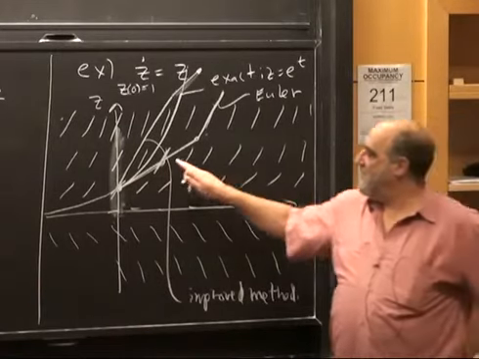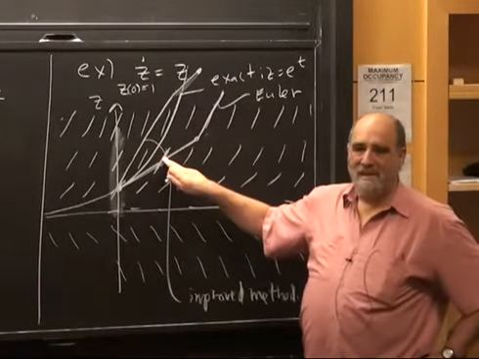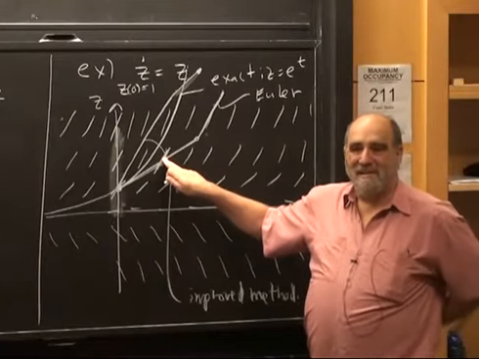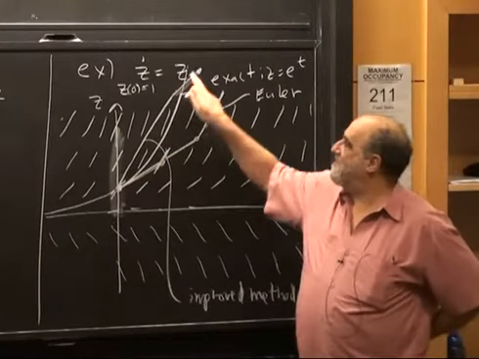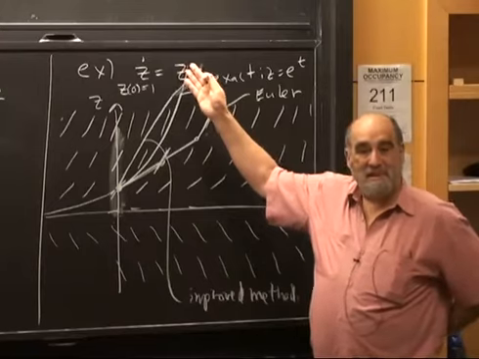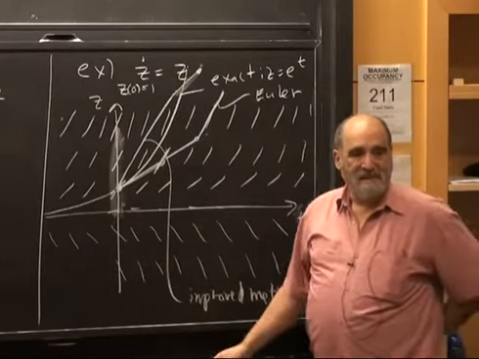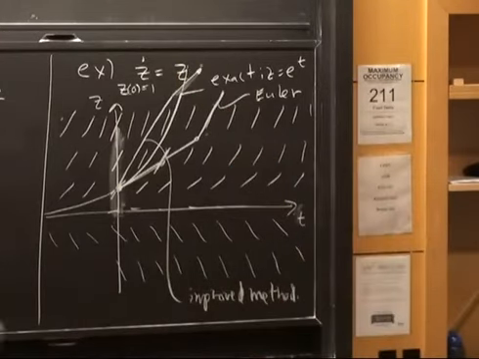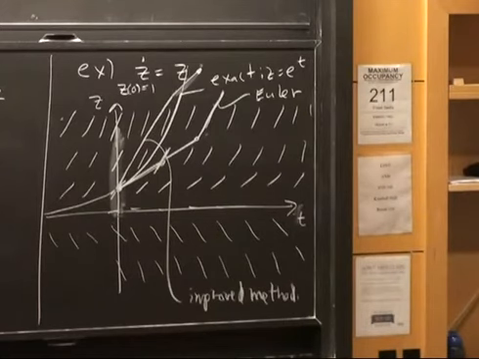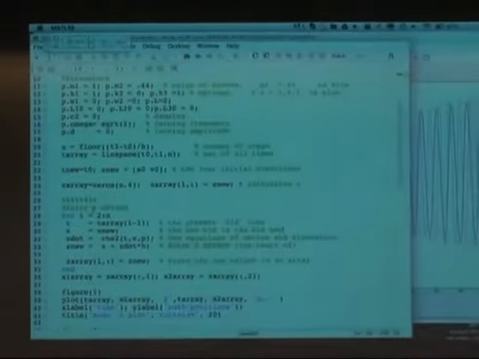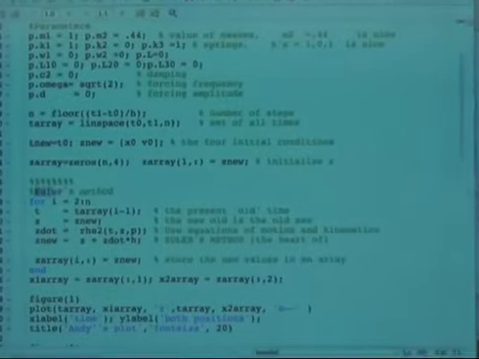Is that clear what the method is? I'm going to take a half step. I'm going to measure z dot here. I'm going to use that z dot to take a whole step, and I'll end up much closer to the exact solution. So I'm going to use that idea now for these coupled oscillator equations, and I could use it for any equations I want. So now I'm not going to do Euler's method. I'm going to do improved midpoint method.